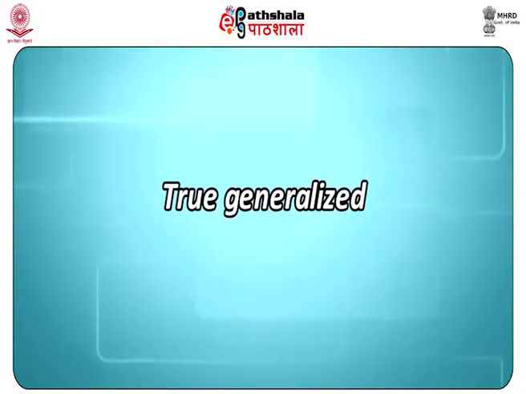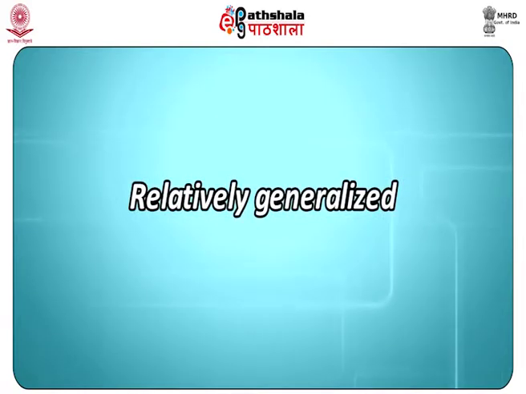First is the true generalized type. In this condition, all the teeth are well developed but smaller than normal in size. The second type of microdontia is relatively generalized. In this condition, teeth are normal or slightly smaller than normal, within the range of size of teeth, but the jaw size is slightly larger than normal and it gives an impression of microdontia.